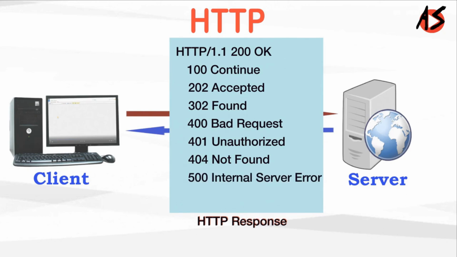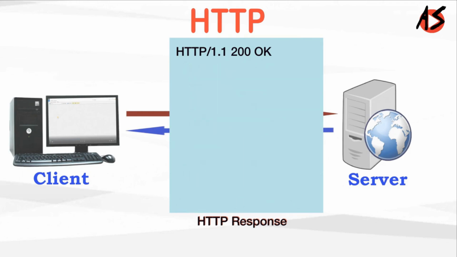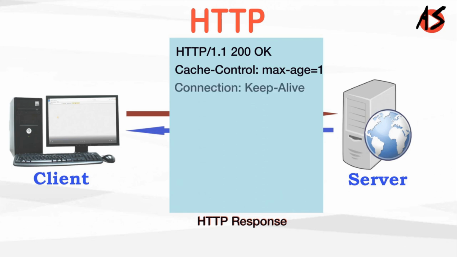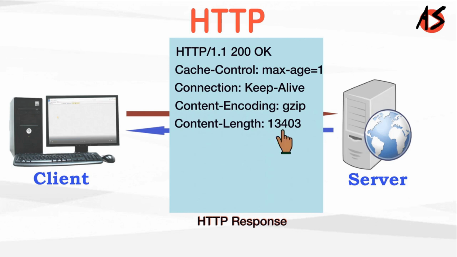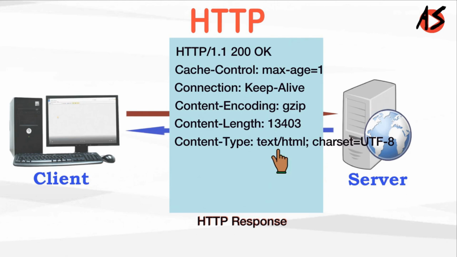After the status line, we have different key-value pairs in the HTTP response header. Cache-Control tells about the maximum amount of time a resource is considered fresh. Connection is persistent, so it shows keep-alive. The server encoded the content with gzip compression technique given in the Content-Encoding. Content-Length tells how many bytes are there in the response, while Content-Type indicates the content type returned by the server along with the character set. In our example, it is text/HTML.